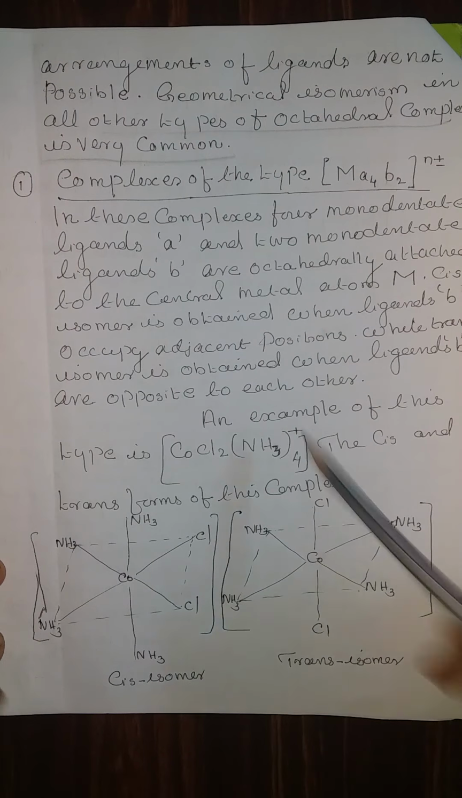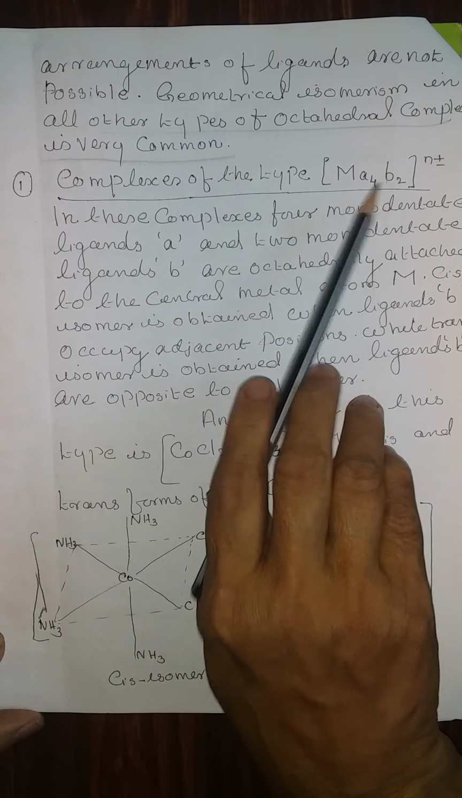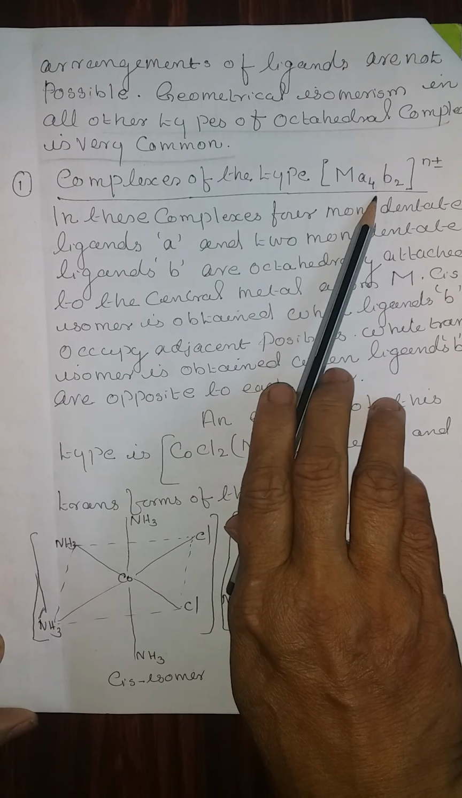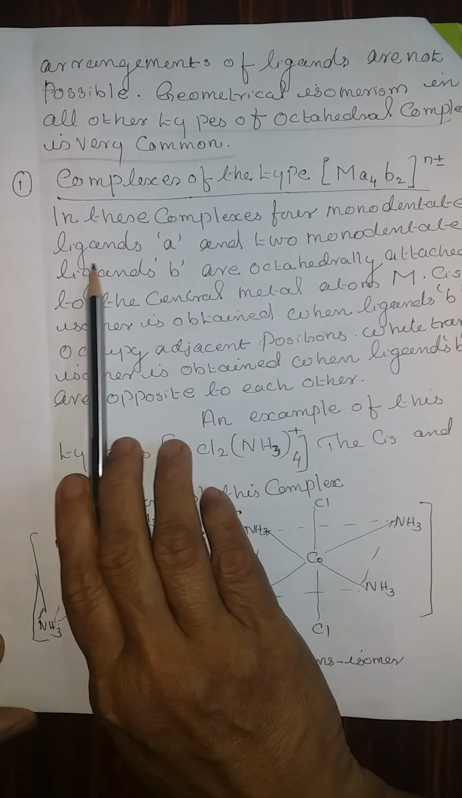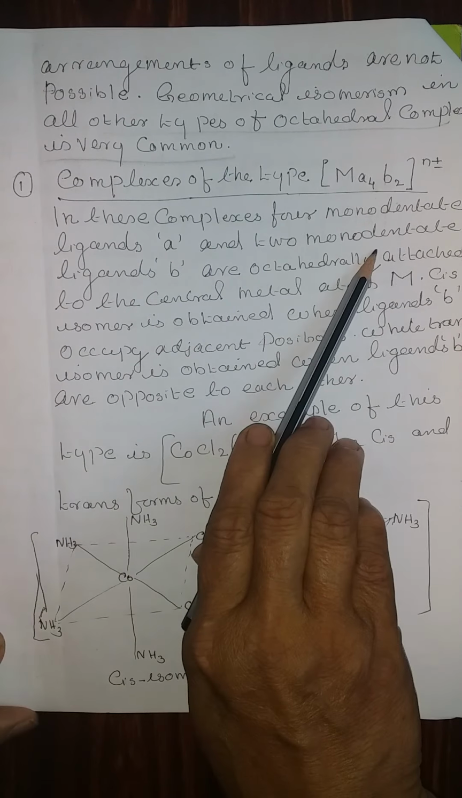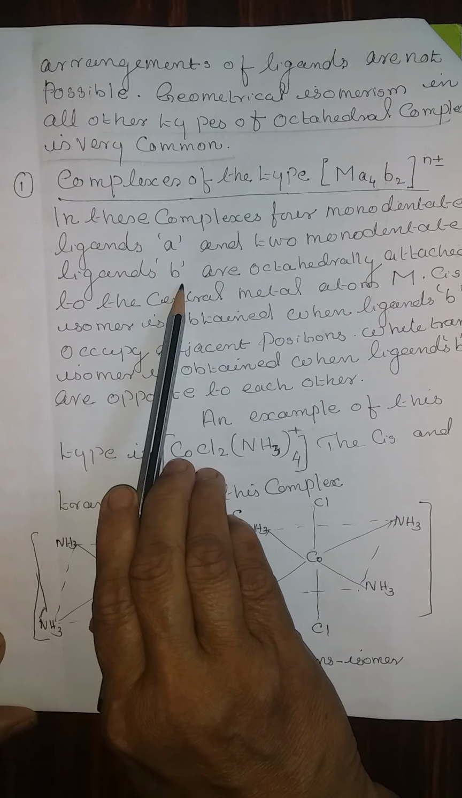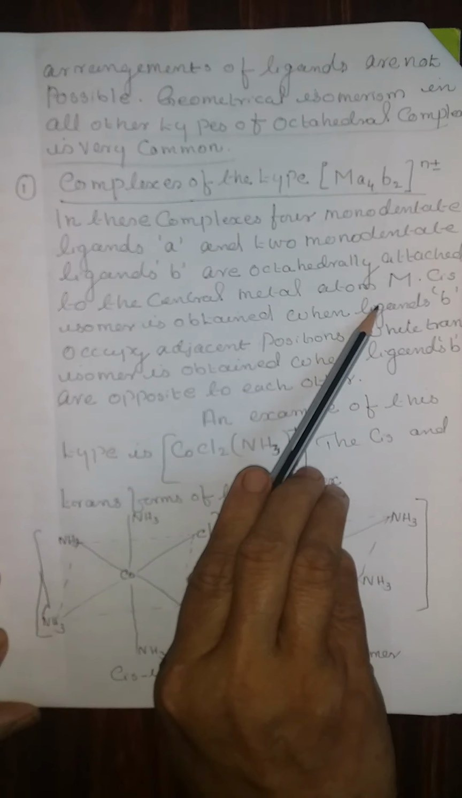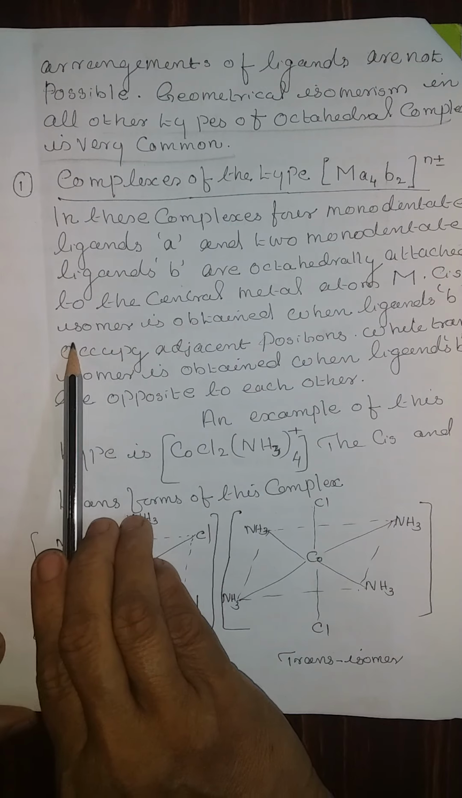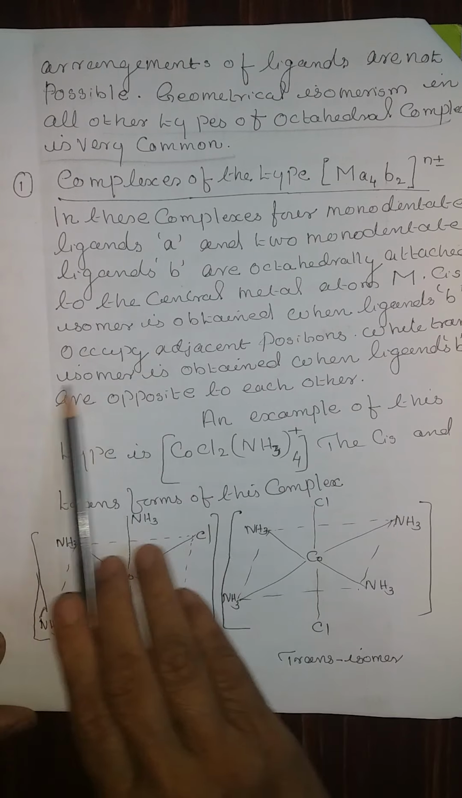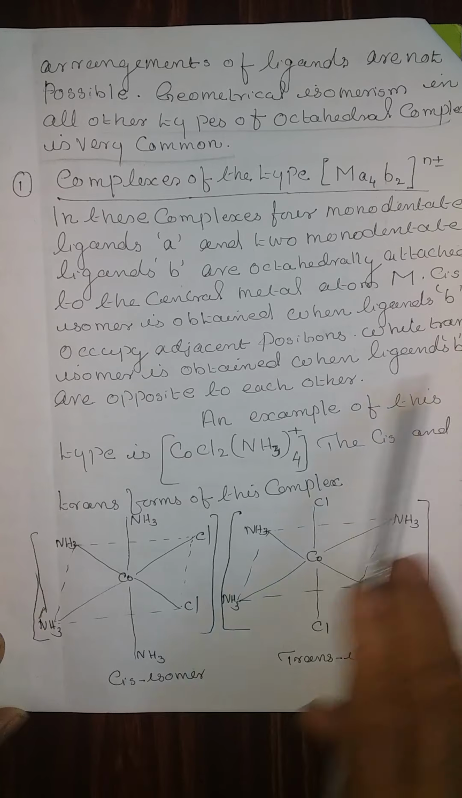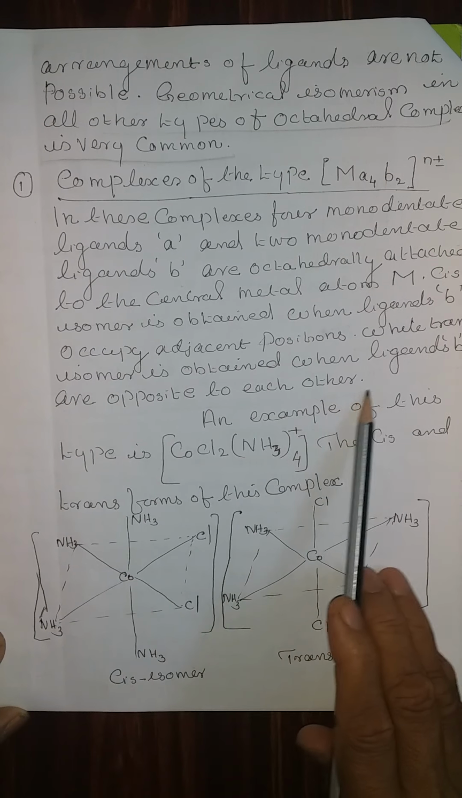Therefore, we are going to discuss which are showing geometrical isomerism. 1. Complexes of the type MA4B2. In these complexes, 4 monodentate ligands A and 2 monodentate ligands B are octahedrally arranged around the central metal atom M. Cis isomer is obtained when the ligands B occupy adjacent positions, while the trans isomer is obtained when the ligands B are opposite to each other.